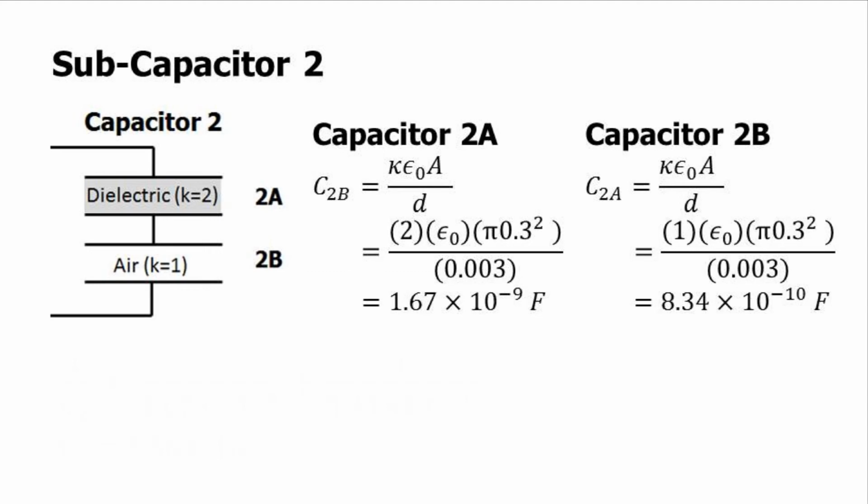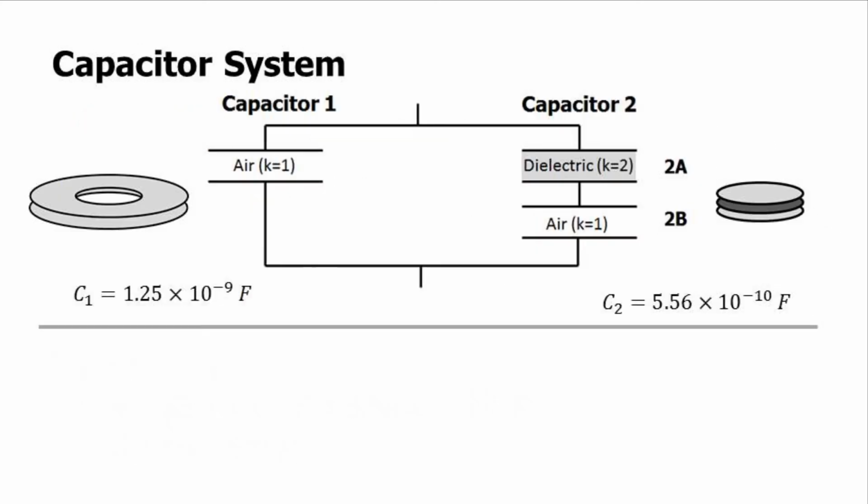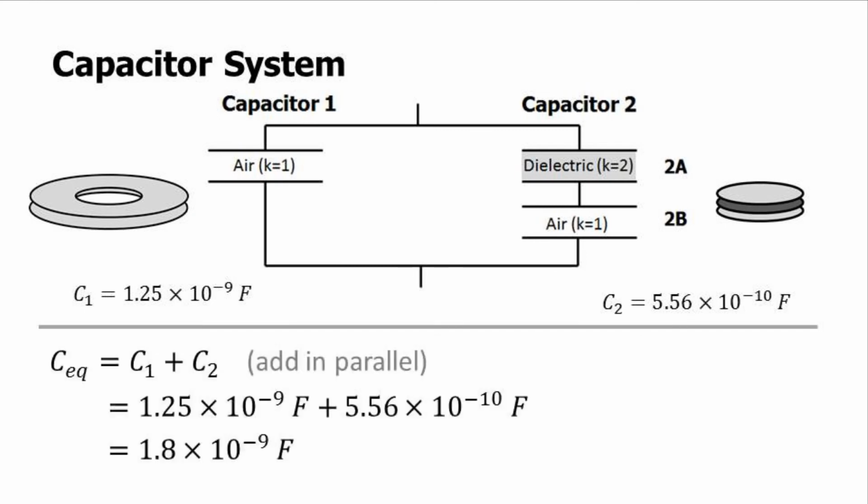Once we have these two results, we can add the two capacitances in series to achieve an equivalent capacitance of subcapacitor 2. We can complete the problem by finding the equivalent capacitance of the entire system simply by adding the capacitance of subcapacitor 1 to the capacitance of subcapacitor 2 in parallel. We achieve a result of 1.8 times 10 to the negative 9th farad.